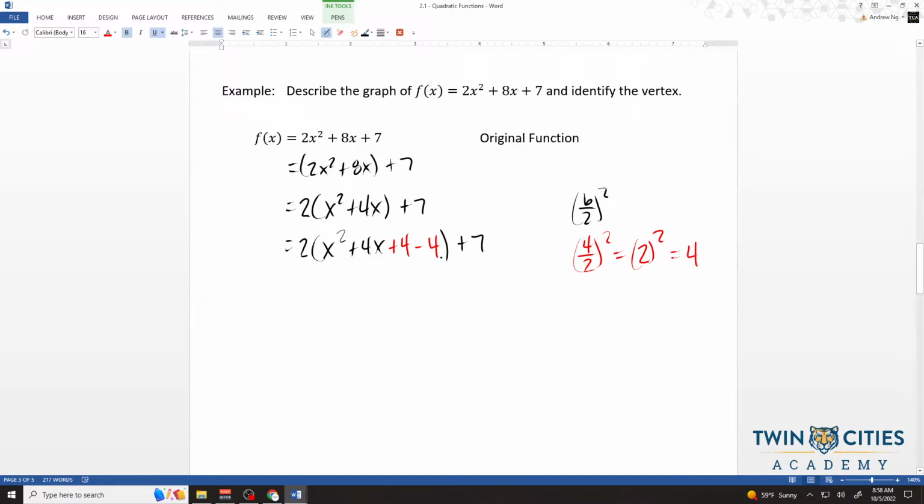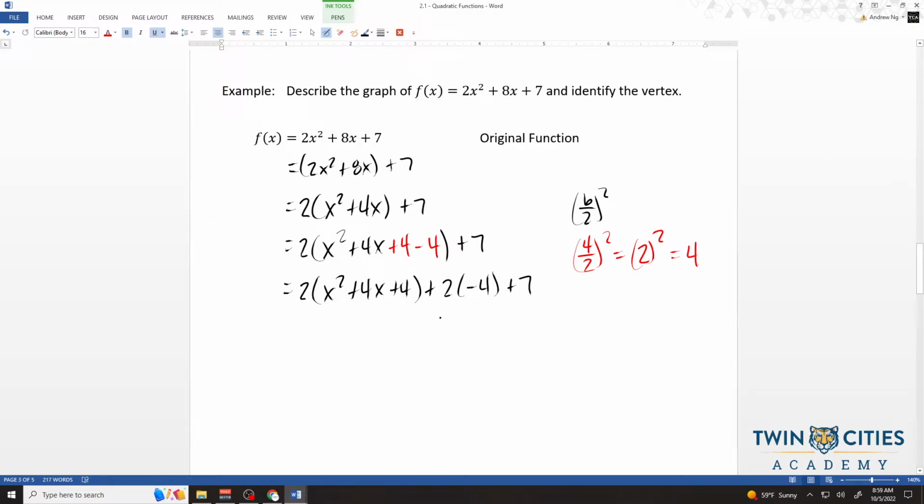The reason I did this is so that this part right here, x squared plus 4x plus 4, is something that I can factor. This is a perfect square trinomial. And what I'm going to do with this negative 4 is recognize that this 2 on the outside is going to distribute to every term on the inside. I'm going to say 2 times x squared plus 4x plus 4, and I'm going to break this up and say plus another 2 times this negative 4 plus a 7.